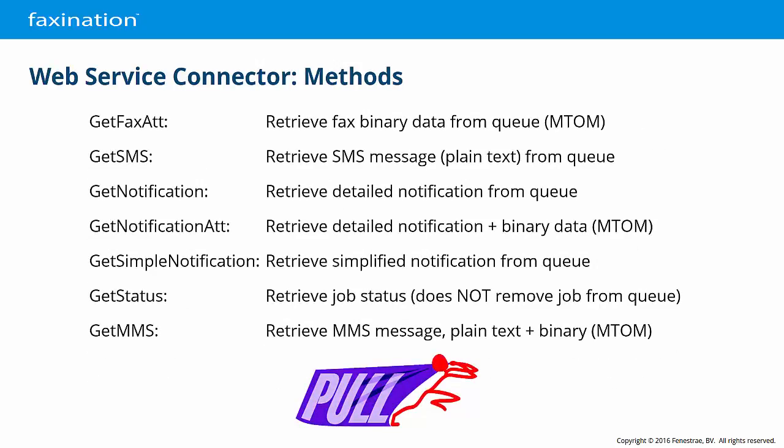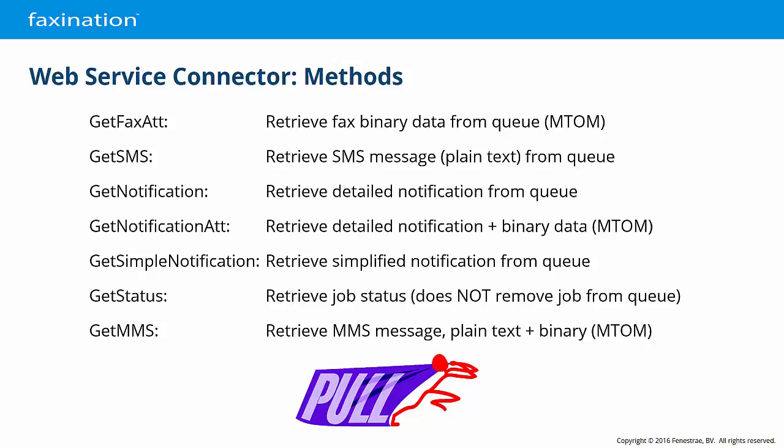Web service get methods. Get fax ATT is to retrieve fax binary data from the queue with MTOM encoding. Get SMS is to retrieve SMS messages in plain text from the queue. Get notification is to retrieve detailed notification from the queue. Get notification ATT is to retrieve detailed notification plus binary data with MTOM encoding. Get simple notification is to retrieve a simplified notification from the queue.